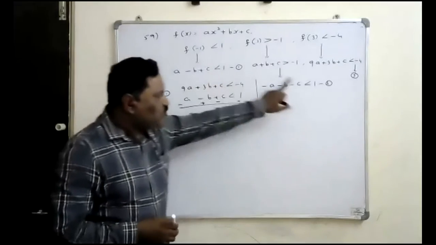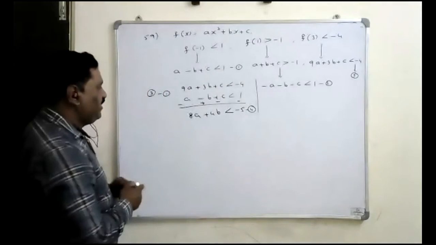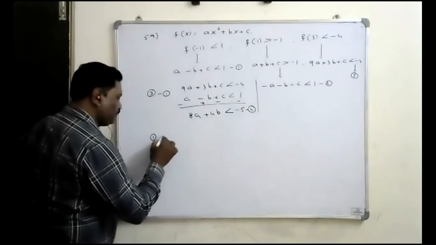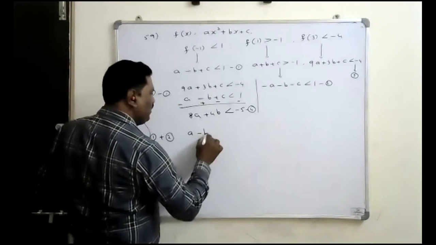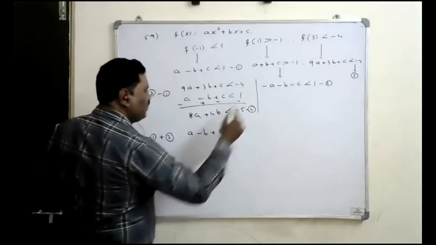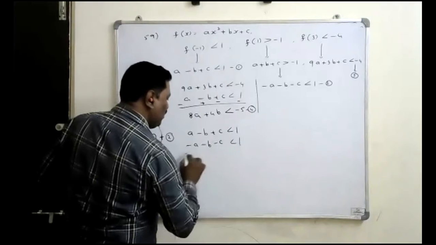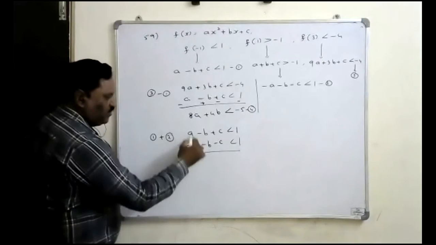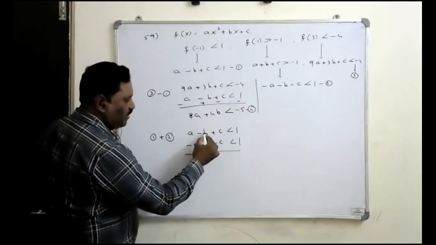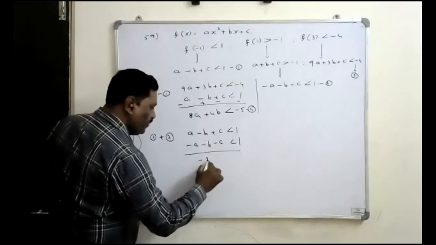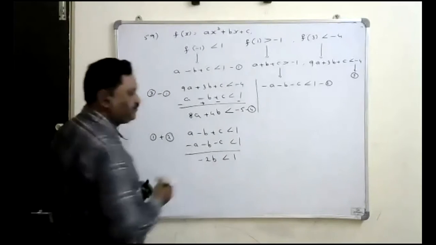Now if I add 1 and 2, then plus c and minus c get cancelled. Now we'll go for 1 plus 2. Equation 1 is a minus b plus c less than 1, and this is minus a minus b minus c less than 1. Add them. A minus a gets cancelled, and minus b minus b is minus 2b. C gets cancelled, less than 2.